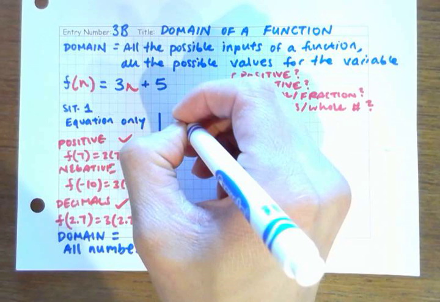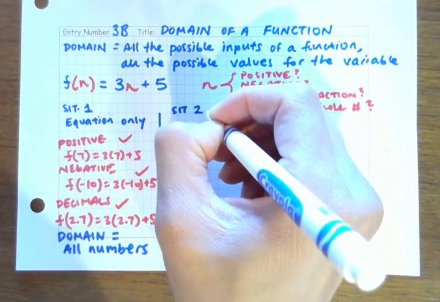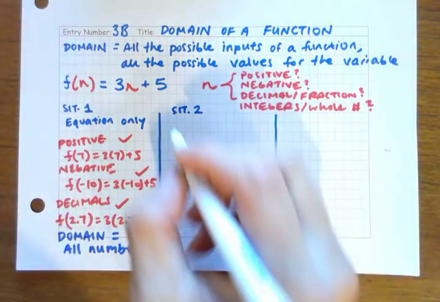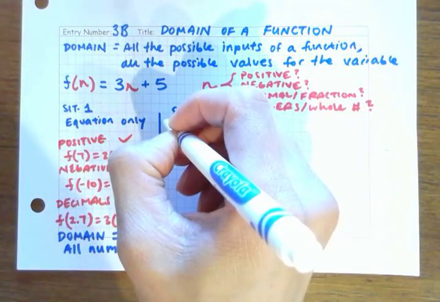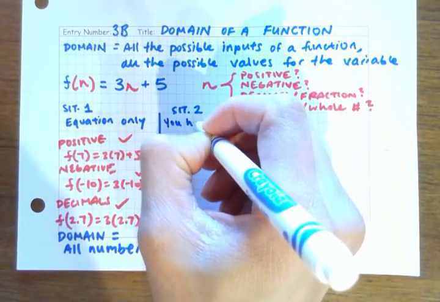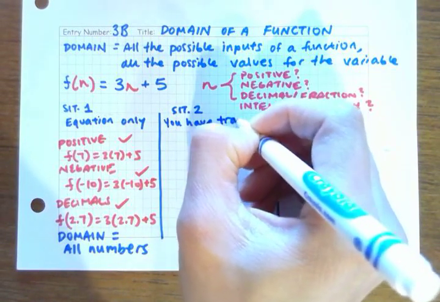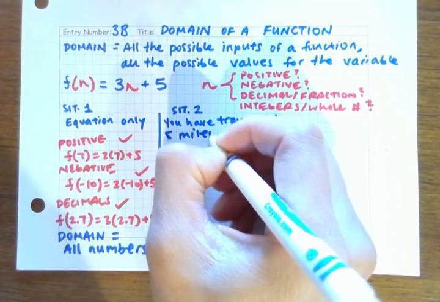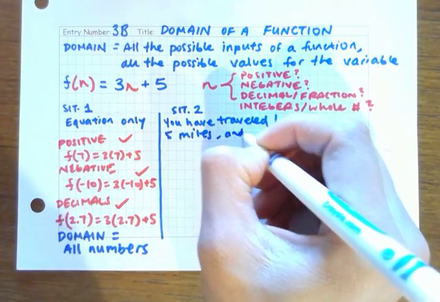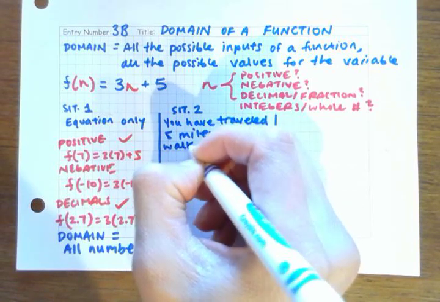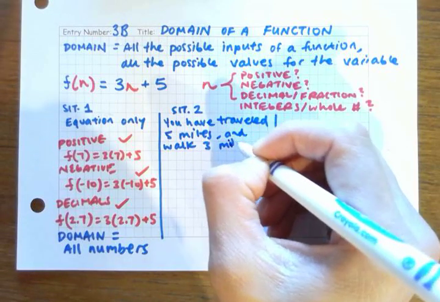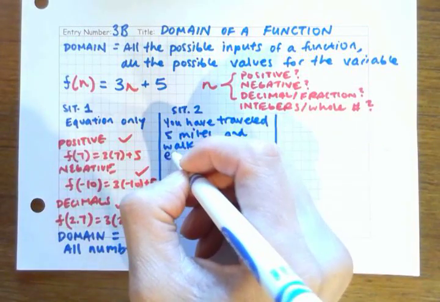Another situation, situation 2, and let's use one of our previous examples. Let's say it's that you have traveled 5 miles and now you're walking 3 miles every hour.